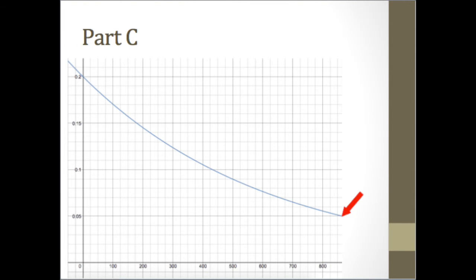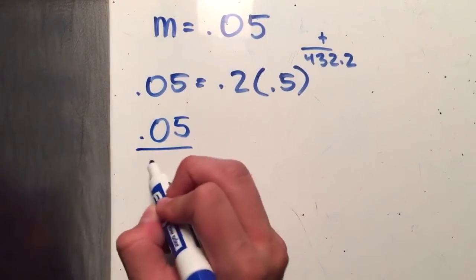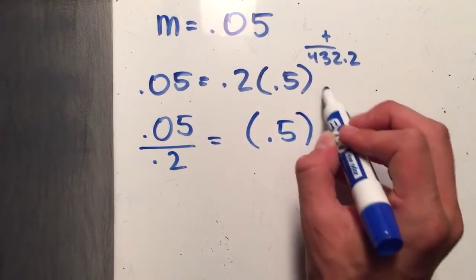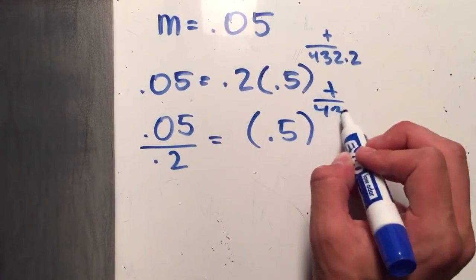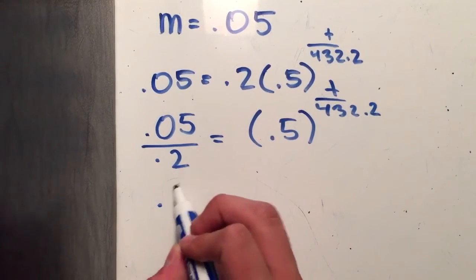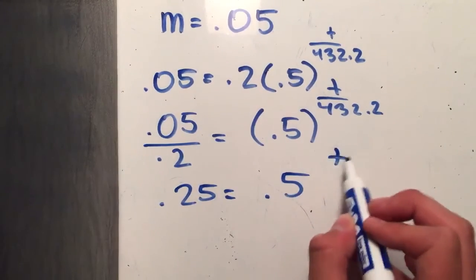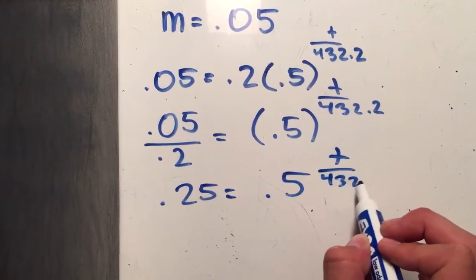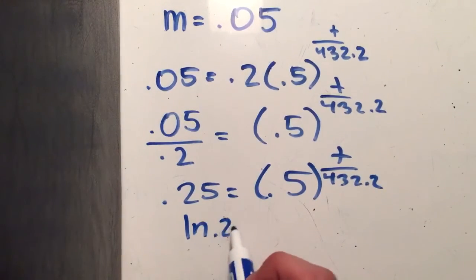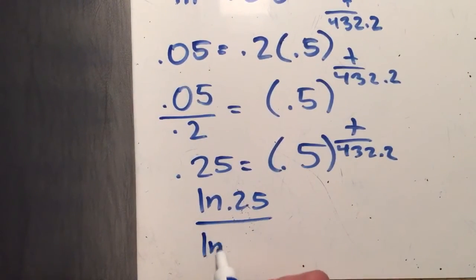I once again change the values on my x-axis to see the slow decaying process over each 100 years. I set my m value to 0.05 milligrams to determine how long it will take for the Am-241 to drop to 0.05 milligrams. 0.05 is equal to 0.2 multiplied by 0.5 to the power of t over 432.2. 0.05 divided by 0.2 is equal to 0.5 to the power of t over 432.2. 0.25 is equal to 0.5 to the power of t over 432.2.